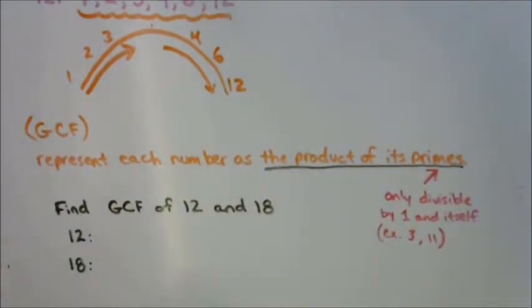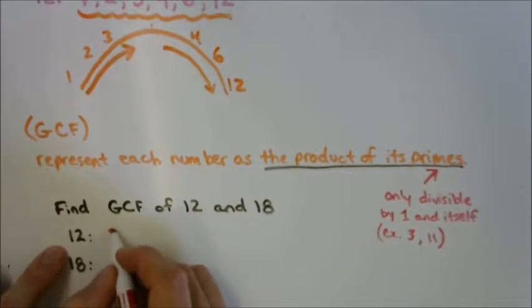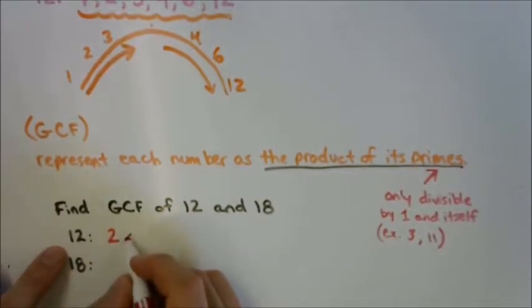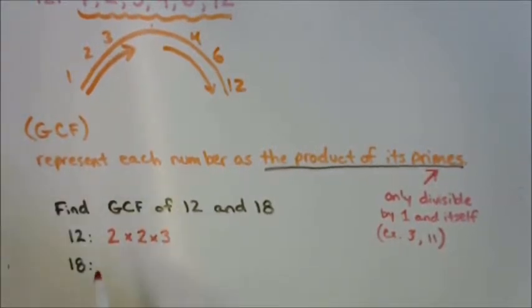Okay? So 12, I can divide 12 by 2, and I'll have 6 left over. And I can divide that 6 into 2 times 3. Okay? I've now represented 12 as a product of its primes. These are all primes. 2, 2, and 3 are primes. Let's double check to make sure that it does still equal 12. 2 times 2 is 4, times 3 is, boom.